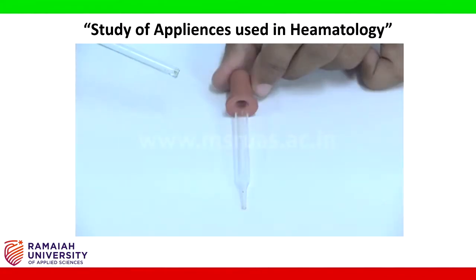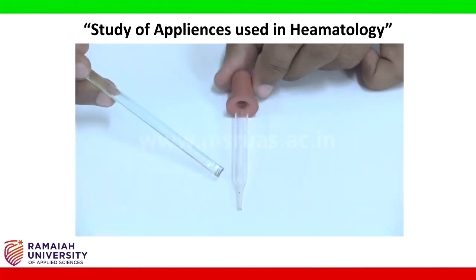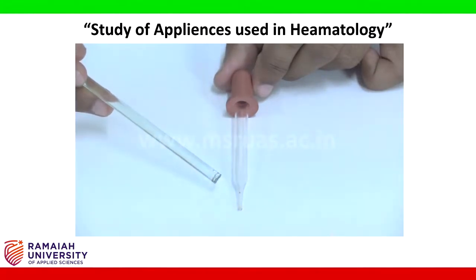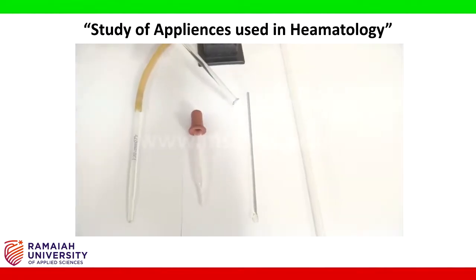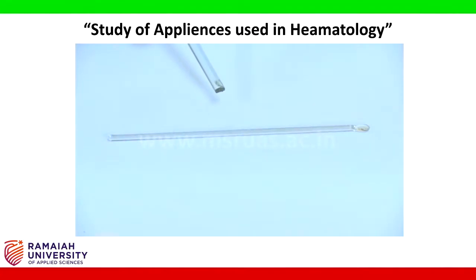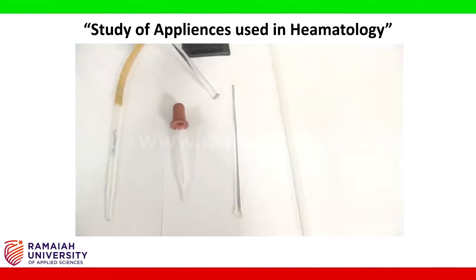Pasteur pipette. This is the Pasteur pipette. It is an 8 to 10 inch glass tube which is drawn into a long thin nozzle and it has a rubber bulb. Stirrer. This is the stirrer. It is a thin glass rod with a flattened end which is used for stirring and mixing the blood with the diluted acid.